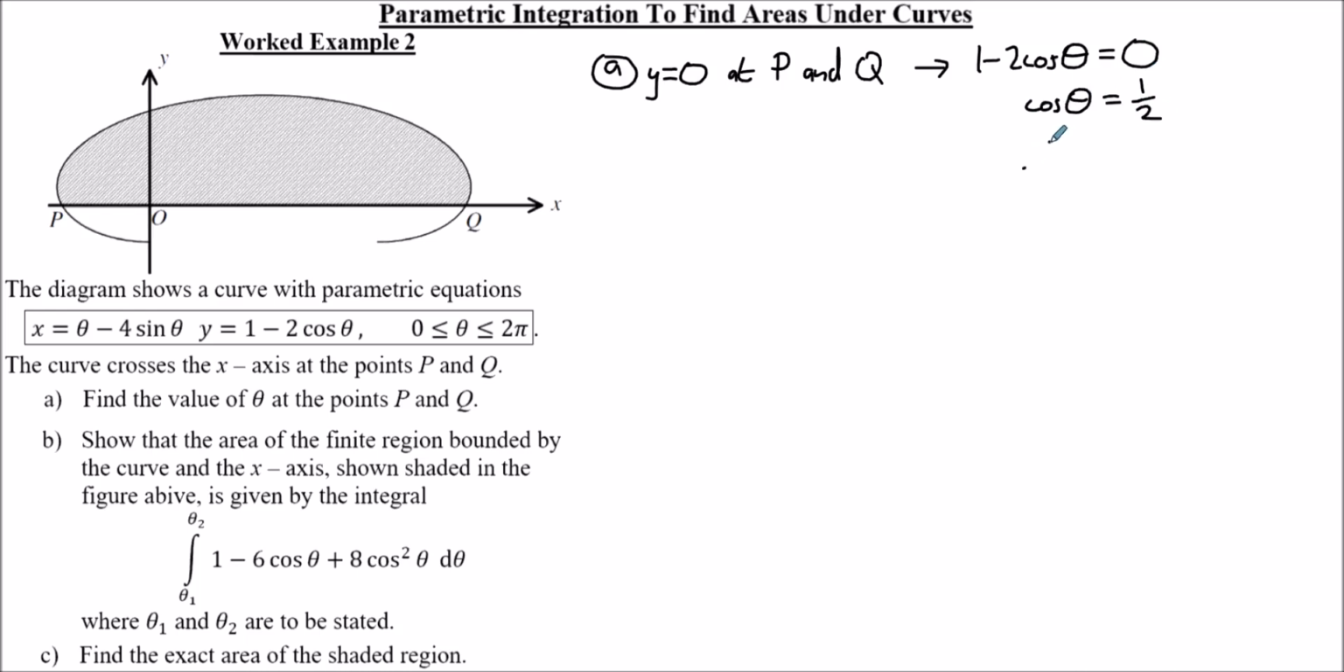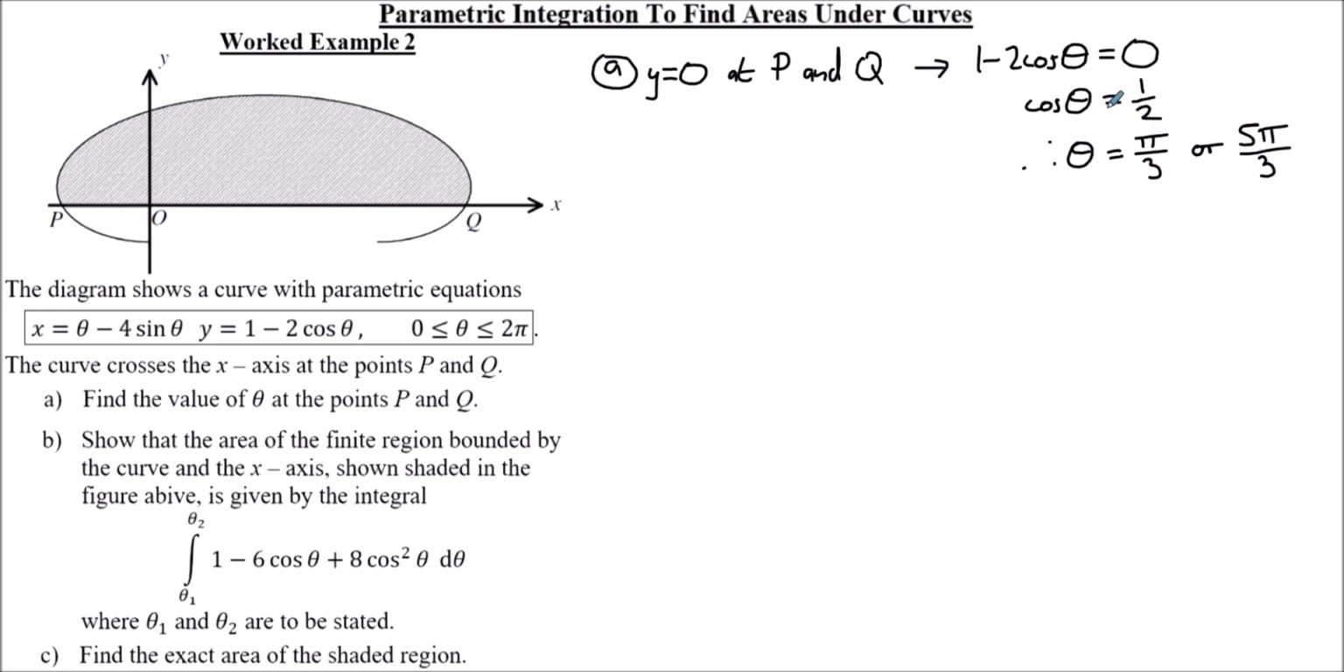So therefore, thinking about the exact trig values, cosine of what angle is going to give us 1/2? That's 60 degrees in old money. Use your calculator if you want to, of course. In radians, that would be where theta is pi over 3, because pi over 3 is 60 degrees in terms of radians. Or it might be 5 pi over 3, which is 300 degrees. Again, you could do a CAST diagram if you really wanted to.